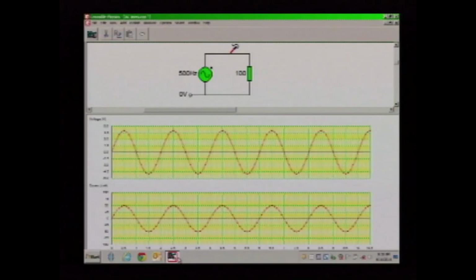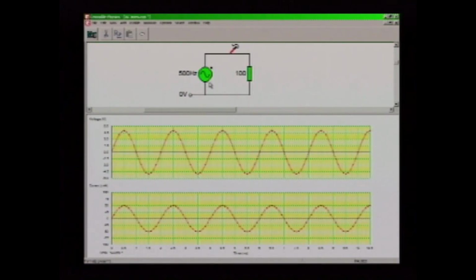Here I have a circuit that consists of a 5 volt, 500 hertz alternating voltage supply. That would be this element right here. You see it's a circle with a sine wave in it. That symbolizes an alternating voltage supply. And it is 5 volts, 500 hertz. And I have a 100 ohm resistor applied across the source. So we have a circuit here consisting of the source and the resistor.